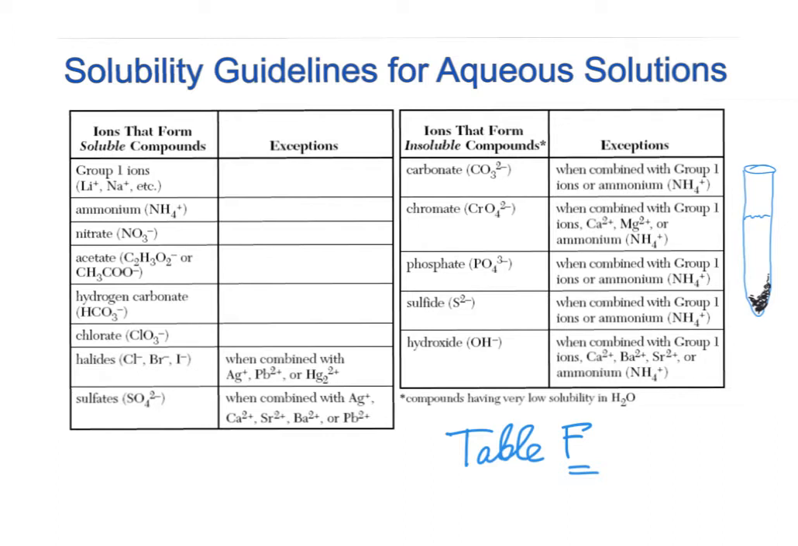Table F helps us to identify those insoluble compounds, but to identify them with the help of this table, you need to be able to read this particular table. You can see that this table is split into two halves. The left half of this table represents ions that usually form ionic compounds that are soluble in water. And the right half of this table represents those ions that usually form insoluble compounds in the water. Now, let's learn how to read this table.